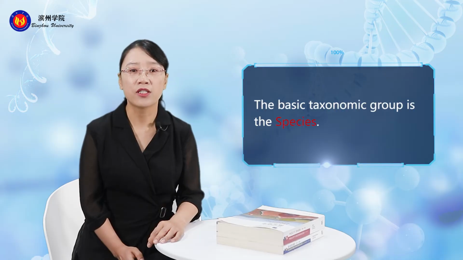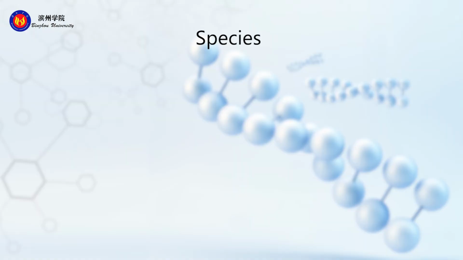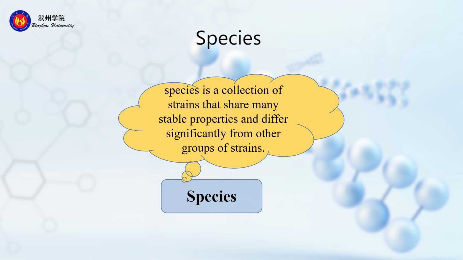The basic taxonomic group is a species. The most fundamental definition of a microbial species is a collection of strains that share many stable properties and differ significantly from other groups of strains. Each species is assigned to a genus.